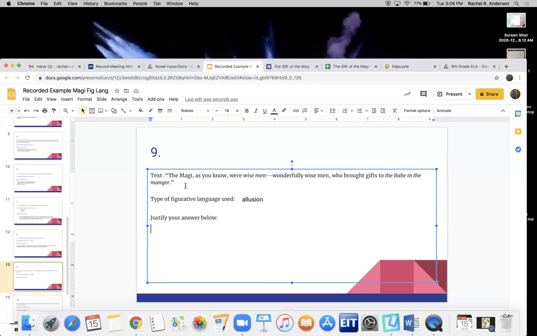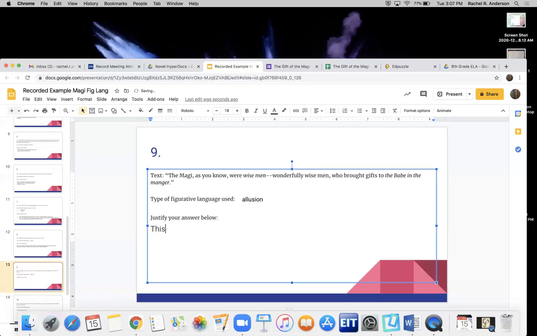Both Della and Jim sacrificed their most prized possessions in order to be able to buy a prized possession for somebody that they loved. The Magi in the Bible sacrificed lots of things to travel very far to see Jesus being born in the manger. They brought these gifts that were very expensive, even though they don't necessarily have the means to provide that expensive gift. So they sacrificed as well. So the allusion is that reference to their story.